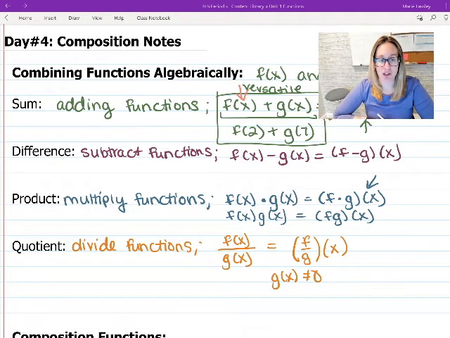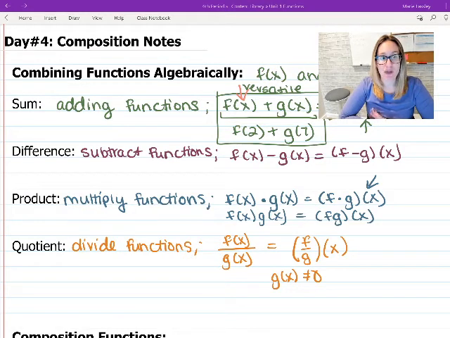All right. So g of x cannot equal 0 because it's on the bottom and you can't divide by 0. So you have to exclude that from any domain that you would be writing. So when g of x equals 0, you would have to exclude that from your domain.